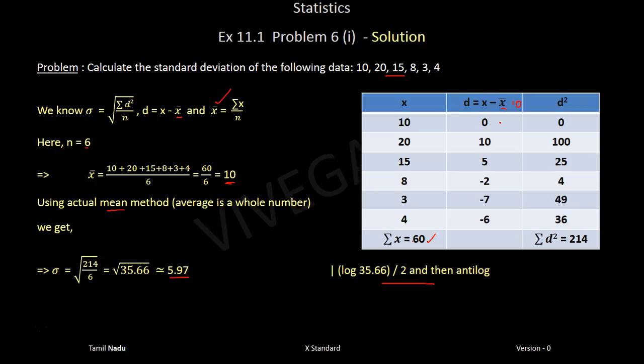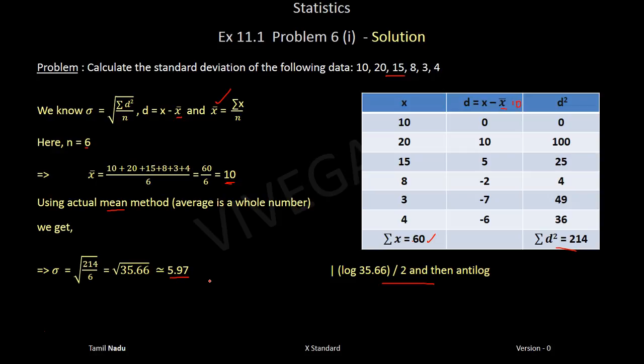So this is X minus X bar, the arithmetic mean, which is 10 in this case. For each value you subtract 10 from that, put that value here, and square this D to get D square. So 20 minus 10 is 10, and 10 square is 100. Sum up this column, and this is what we need for our formula, sigma D square divided by N, and the square root of it. That is 214 by 6, the square root of 35.66, which is 5.97.